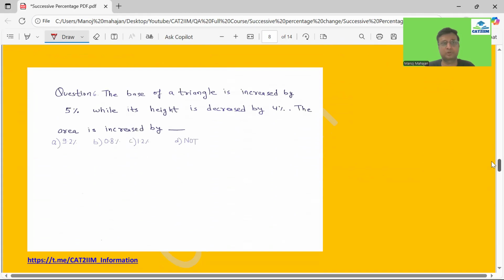Okay, so again, if you look at question number 6, you know that the area of a triangle is half base into height. So again, I can apply a plus b plus ab by 100. So the base is increased by 5%. Height is decreased, so minus 4. So if you put it like this, what do I get? This is 1. This would be how much if you calculate? 0.2. So what do I get? The final result, that is 0.8%, which is your option B out here.